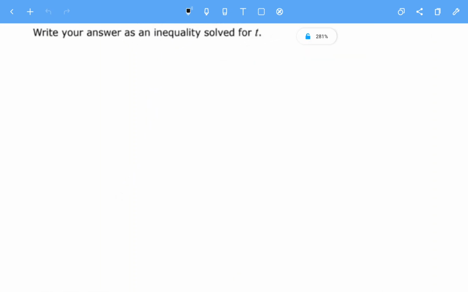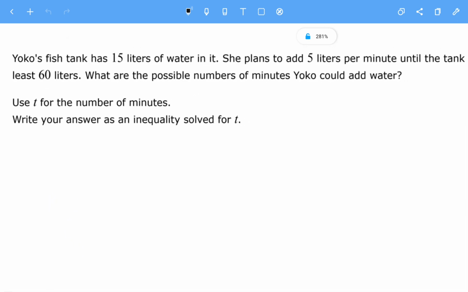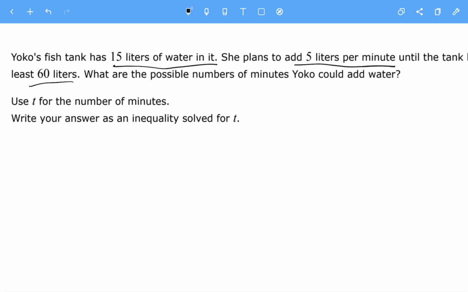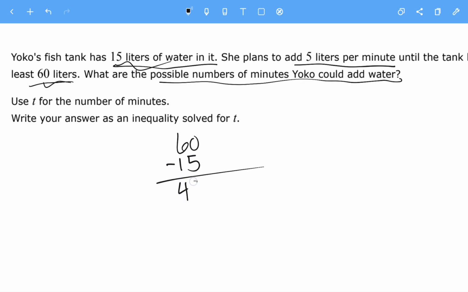Number 14. Yoko's fish tank has 15 liters of water in it. She plans to add 5 liters per minute until the tank has at least 60 liters. What are the possible number of minutes Yoko could add water? So there's a few steps we've got to do. We have 60 liters as our goal. We currently have 15, so we are going to subtract that because that's already done. So we have 45 liters to go.